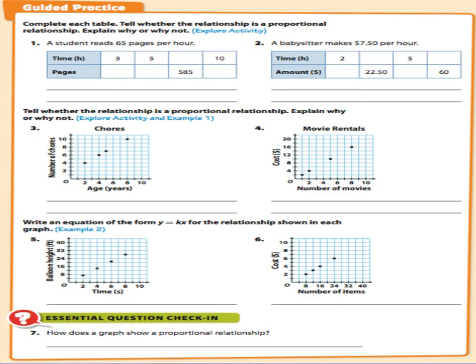All right, and then you have your guided practice. You are going to fill out the tables, and then you're going to tell me whether or not it is a proportional graph. And then you're going to explain why or why not.